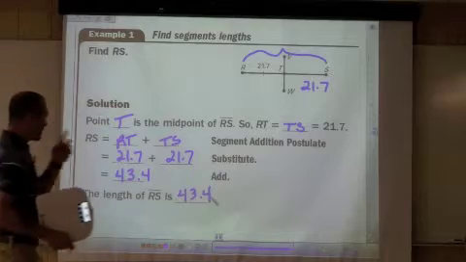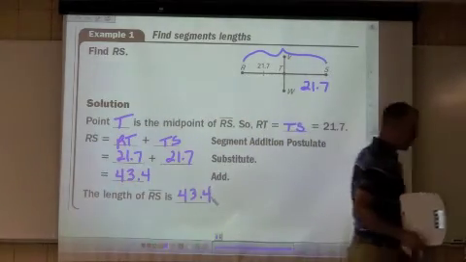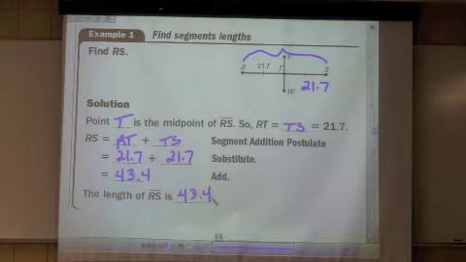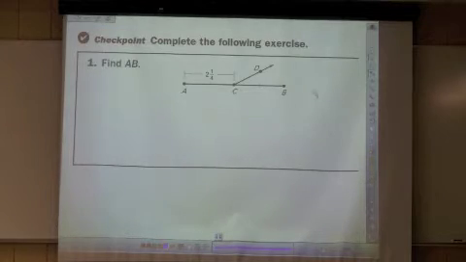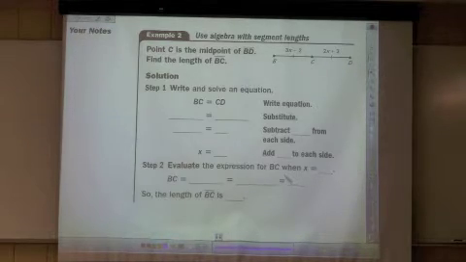Now a lot of times we'll go through an example and then we'll do a checkpoint problem. When they're more basic like this, I'm not going to worry about going through checkpoint problems. I think it's more valuable to give you guys some homework time. So we're actually going to skip this. We're going to jump right to example 2.